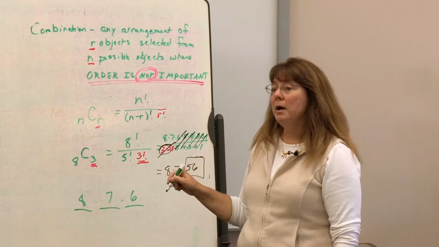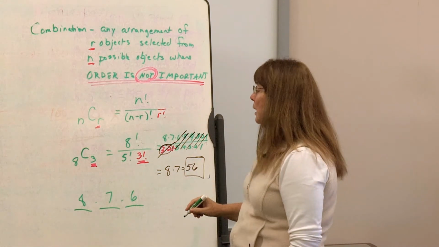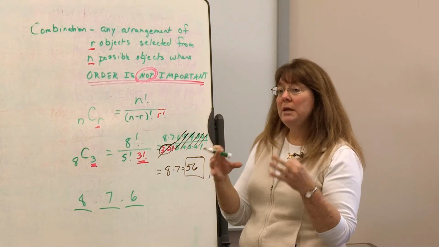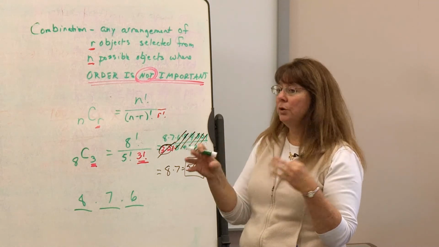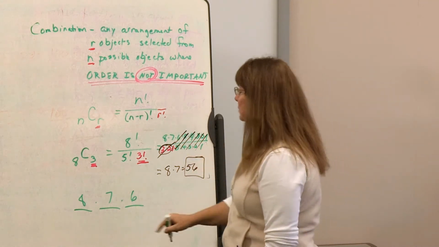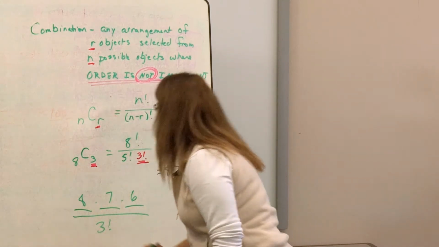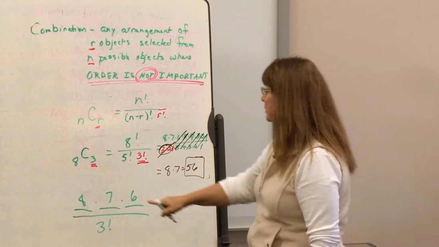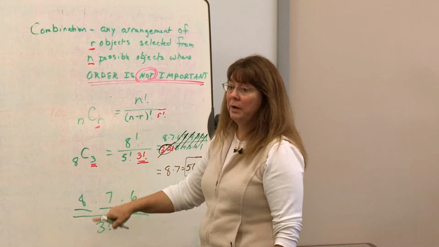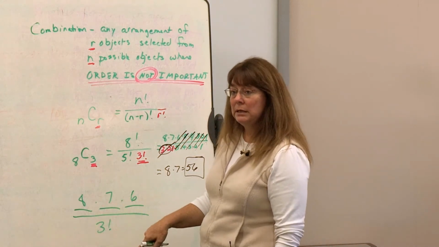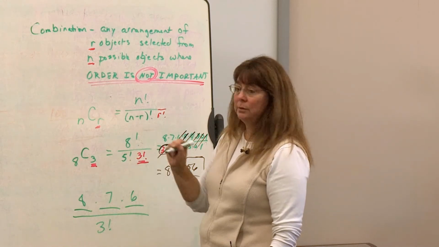So I've chosen my 3 people for the committee, but how many ways can you pick 3 people? The order didn't matter. So because we chose 3 people, on the bottom I'm going to have 3 factorial. That 3 factorial stands for those 3 people and how many ways those 3 people can be picked, because I don't care that Bob was first or Sally was first or Jim was first.